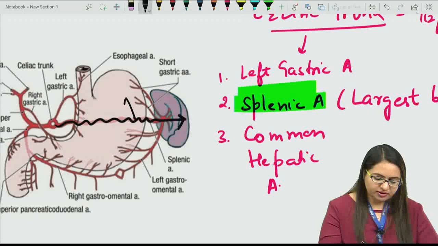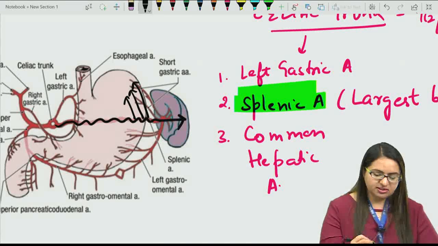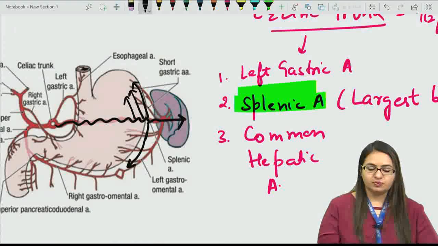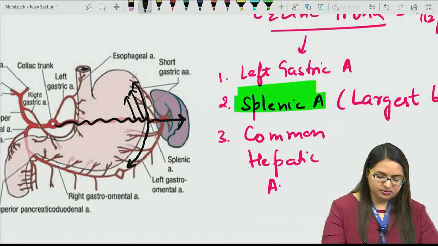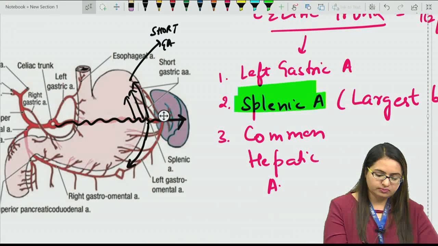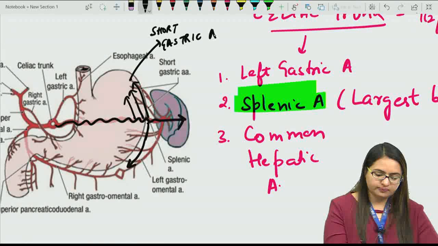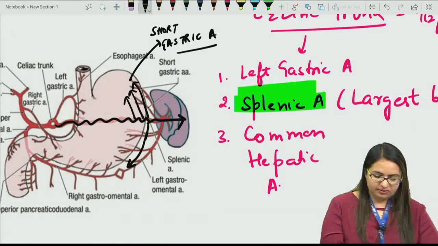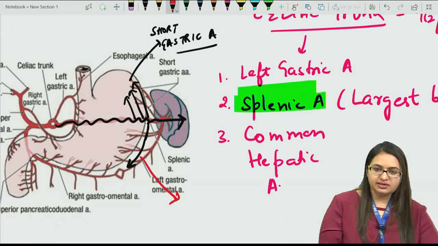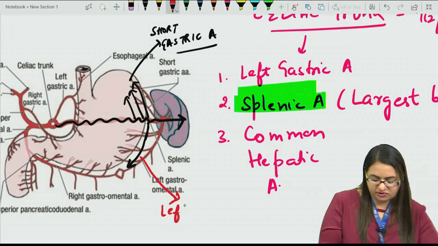For the stomach, towards the fundus, it is giving branches, and these are the short gastric branches. Then towards the greater curvature, it gives a branch which runs along the greater curvature of the stomach. It is the left gastroepiploic artery. So these branches which are towards the fundus of stomach, these are short gastric arteries. And this one over here, which is running along the greater curvature, this is the left gastroepiploic.